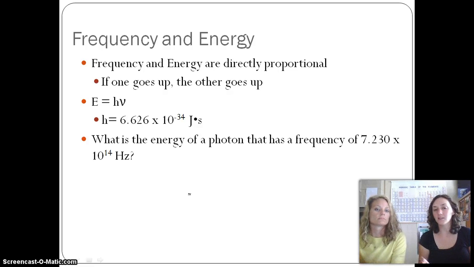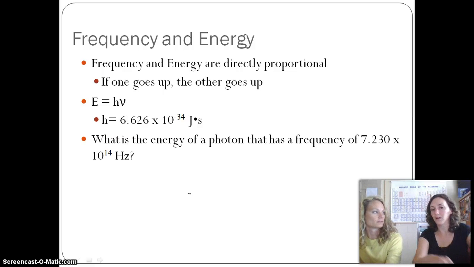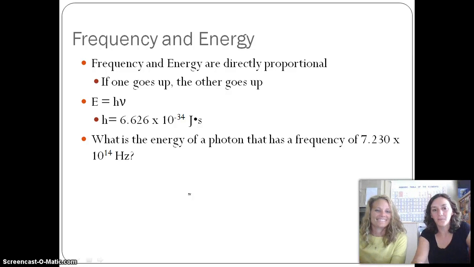This is a constant, it's on your cheat sheet, but it's 6.626 times 10 to the negative 34th joules times seconds. What does joules stand for? What is the SI unit for energy? Yes, for energy. We haven't talked about energy yet, so remember, your energy unit is going to be joules, capital J.